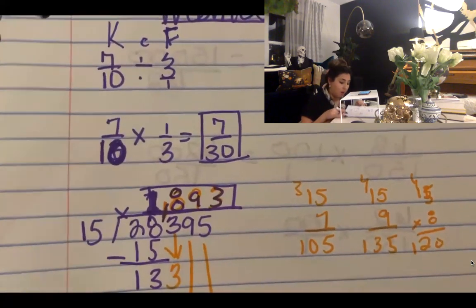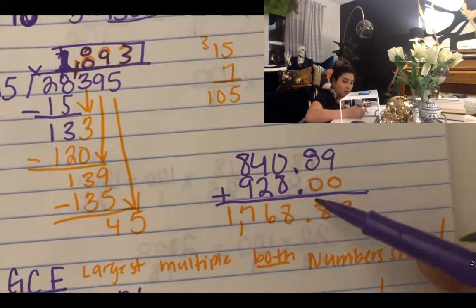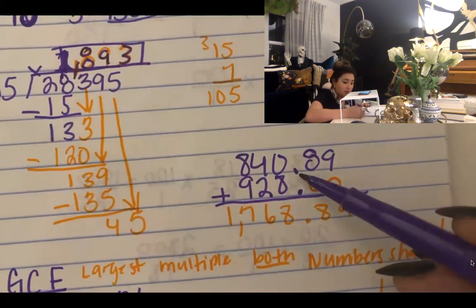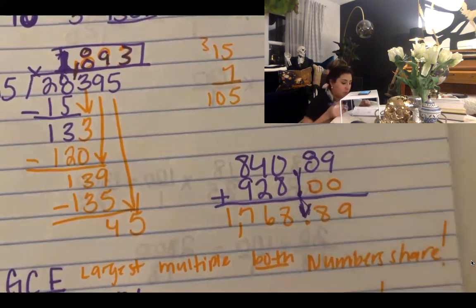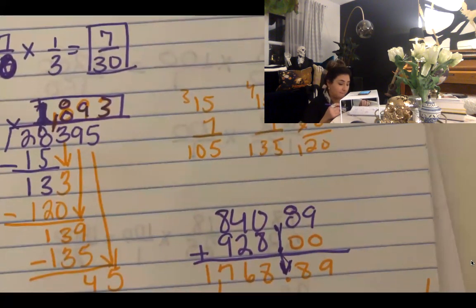Finding the sum, all I did was line up my decimals. But this particular one, I had to insert some zeros because there were some gaps. And then you just drop down your decimal in the answer. So your number should read 1,768.89. Okay.